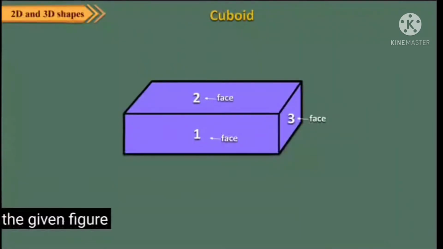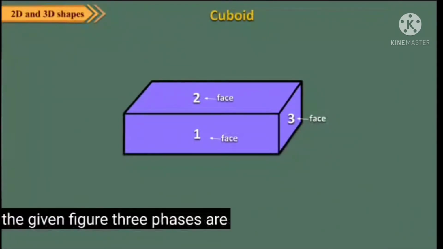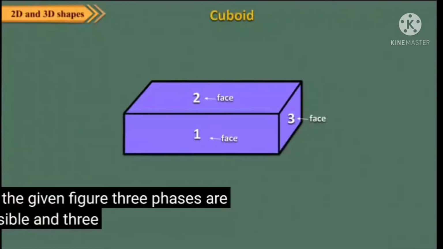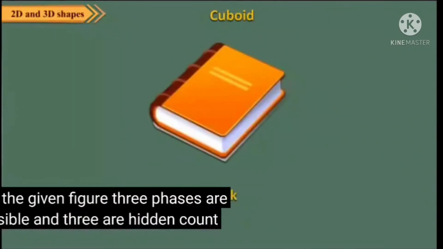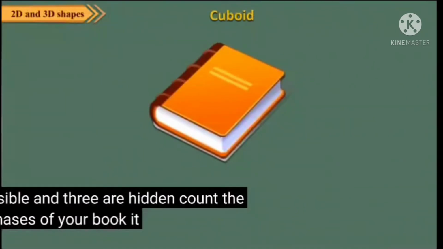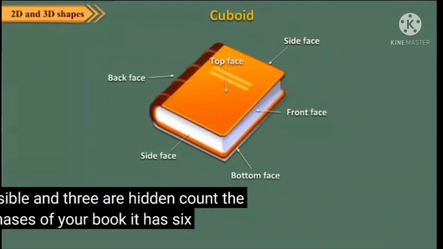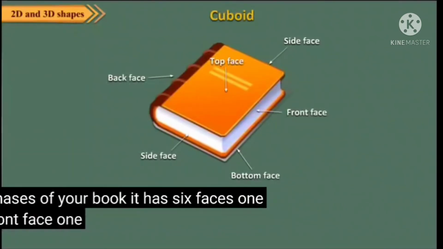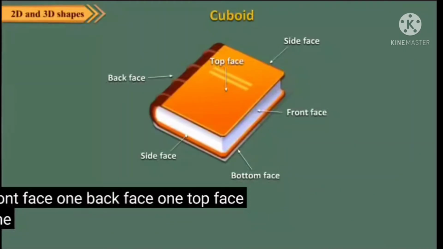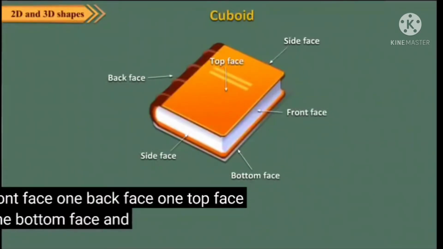In the given figure, 3 faces are visible and 3 are hidden. Count the faces of your book. It has 6 faces: 1 front face, 1 back face, 1 top face, 1 bottom face and 2 side faces.